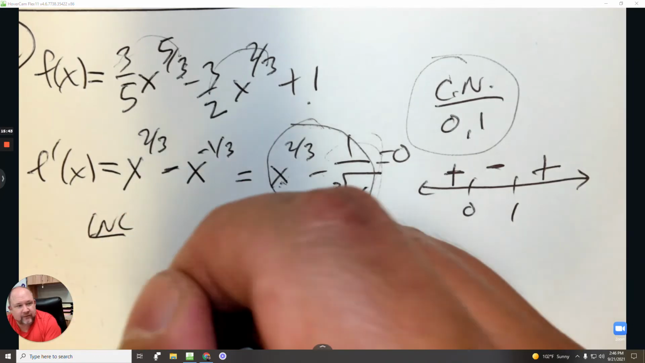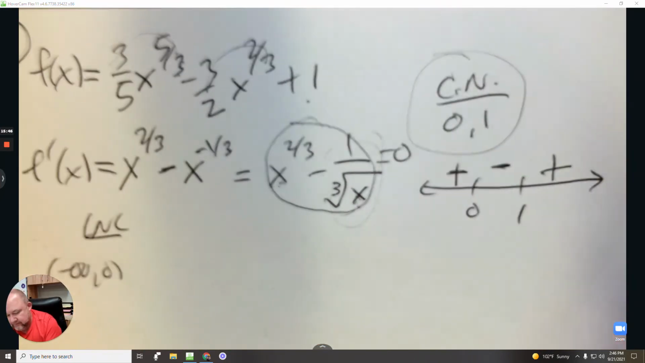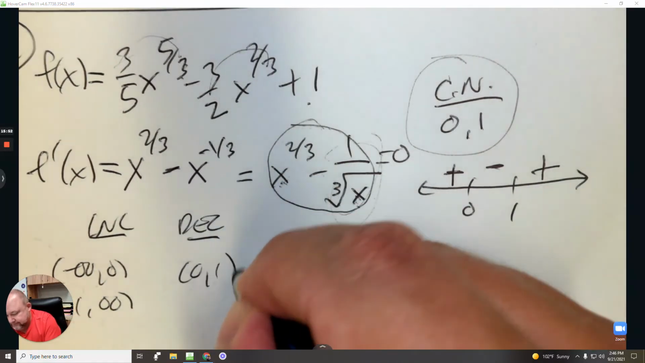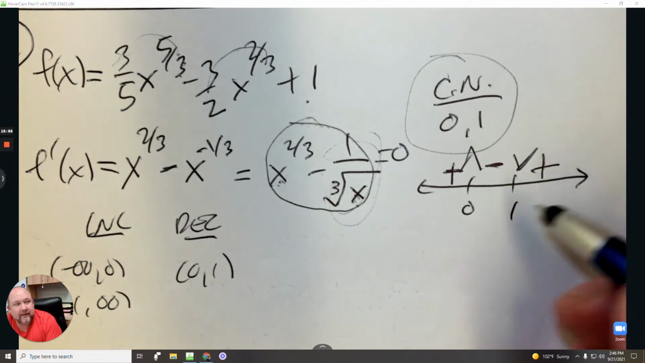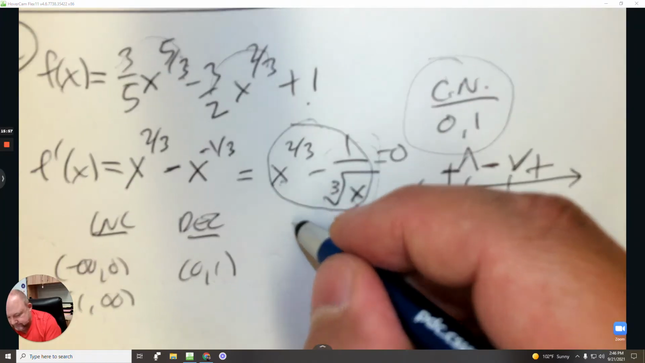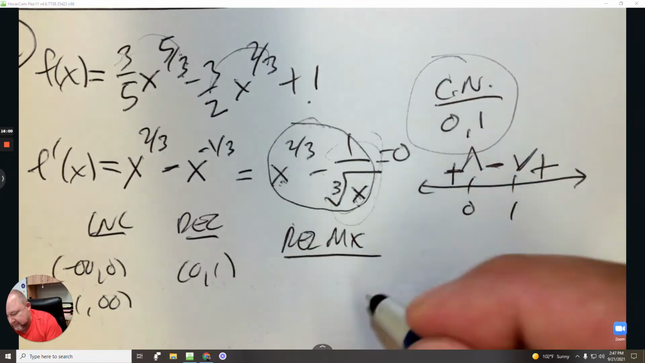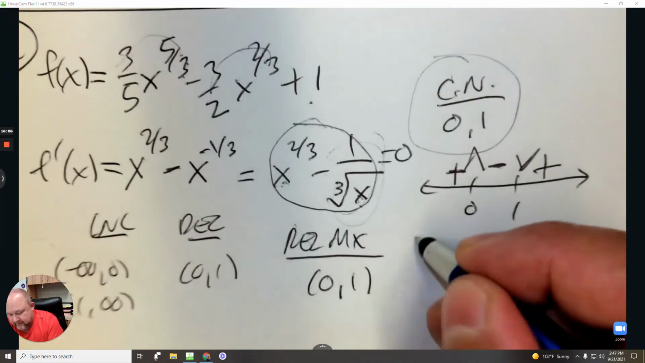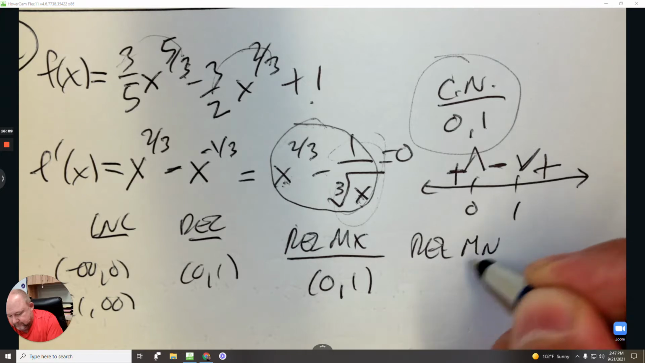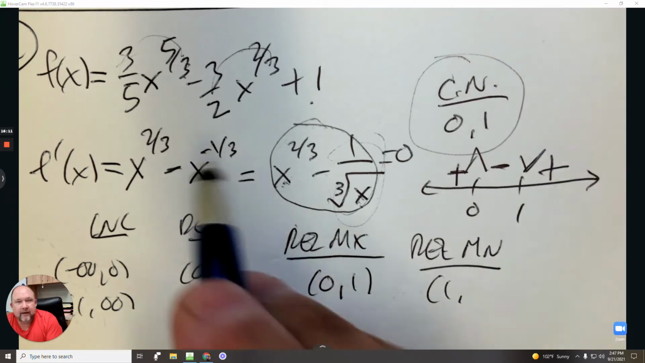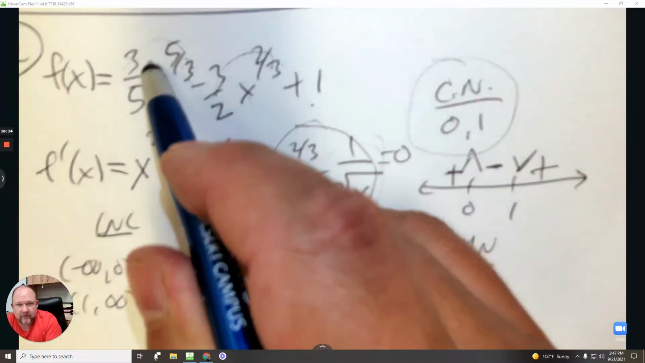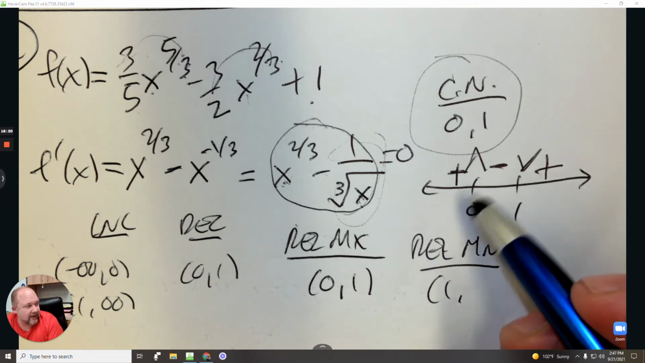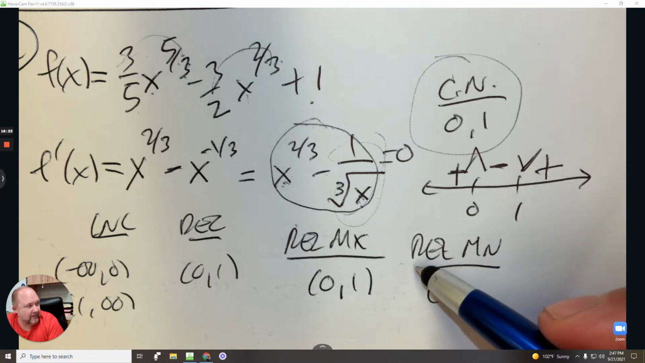So where is it increasing? It's increasing from negative infinity to 0 and 1 to infinity. It's decreasing from 0 to 1. This creates a maximum, and that creates a minimum. So we have a relative max at 0. And if I plug 0 back in here, the answer is 1. There's a relative minimum at 1. And if I plug 1 in here, I get 3/5, take away 3 over 2, plus 1. Common denominators, all that good stuff. And the answer is 1/10.